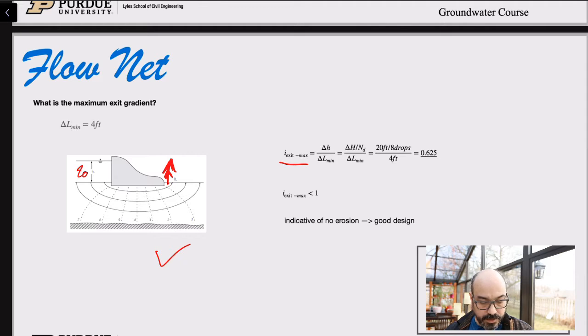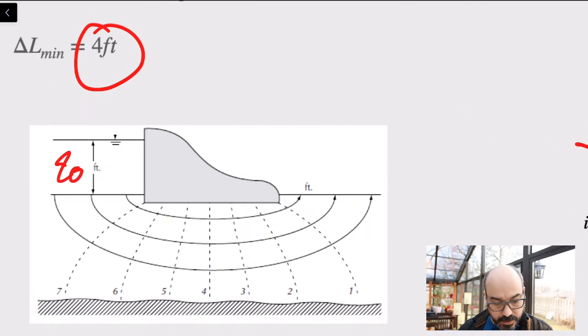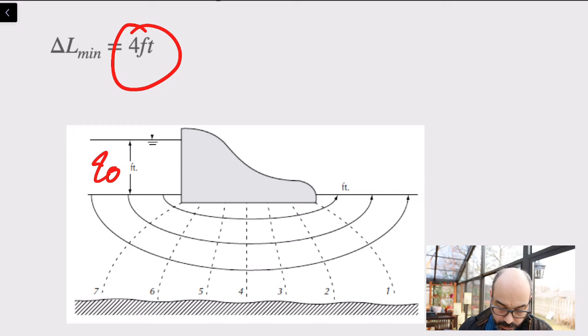So in our case here, we're saying delta L min is 4 feet. Now what is that? Let me blow this up a little. What we call delta L min is the size of this cell. Remember, we can draw little circles in those things. This is supposed to be a square, so all the dimensions should be about the same. So 4 feet is the size of this cell.